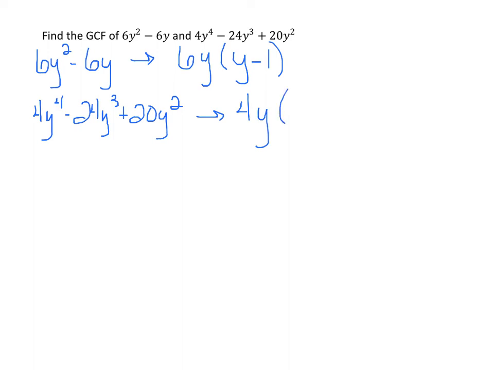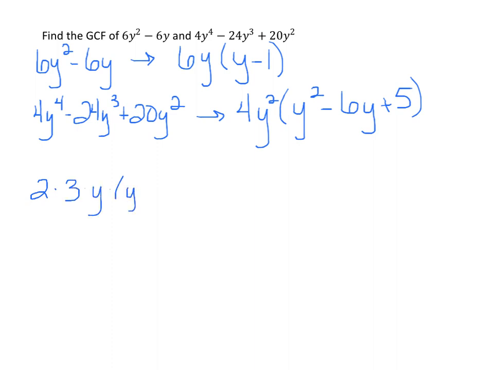and that leaves me with 4y times y squared minus 6y plus 5. Now I am not done here, in case we were curious if we were done. We do have to pull this out into more factors, and this one, by the way, as well. So the first one is really 2 times 3 times y minus 1.